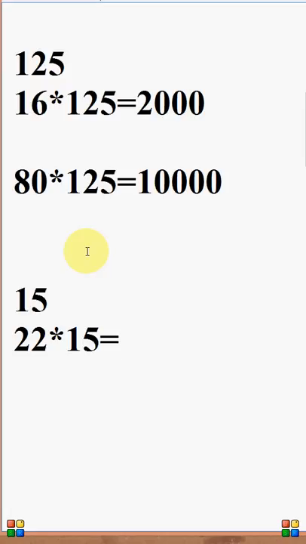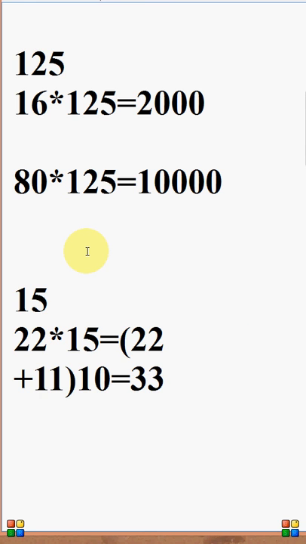Watch very carefully. 22 plus 11, this whole will be multiplied by 10. What I did, I wrote that number which is to be multiplied by 15. I added half of that number and the whole number is multiplied by 10, which gives us 330.